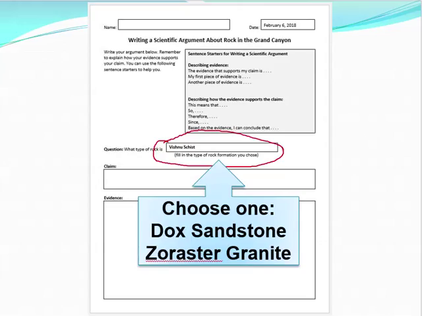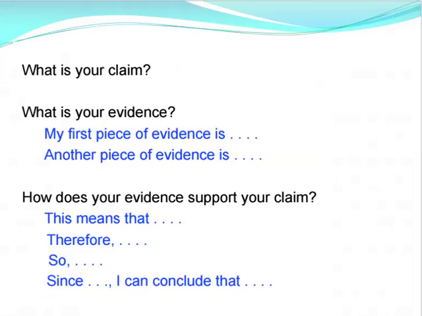What you're going to do now is take this document and, instead of Vishnu schist, you can choose either Dock sandstone or Zoroaster granite, which I think is spelled right, but for some reason my computer thinks it's not. So when you begin to write your claim, here's a little bit of help for you. Start by asking yourself, what is your evidence? And then you can use these sentence starters. My first piece of evidence is, or another piece of evidence is.